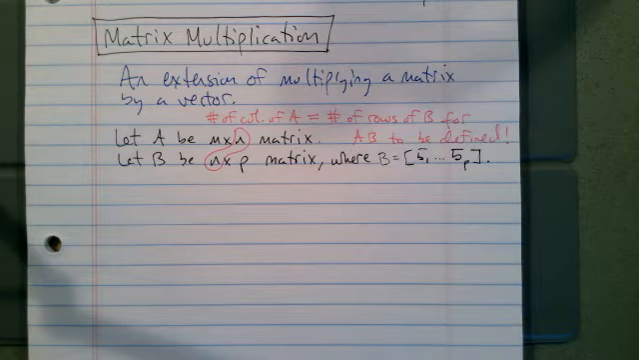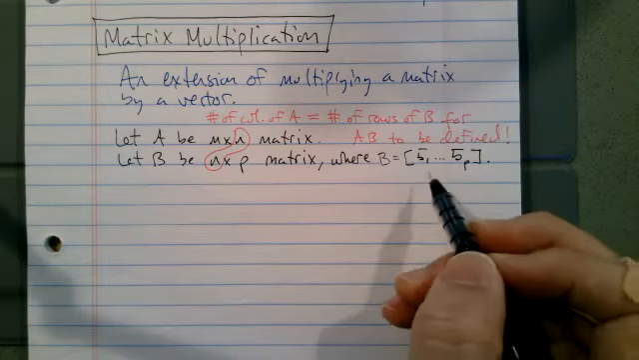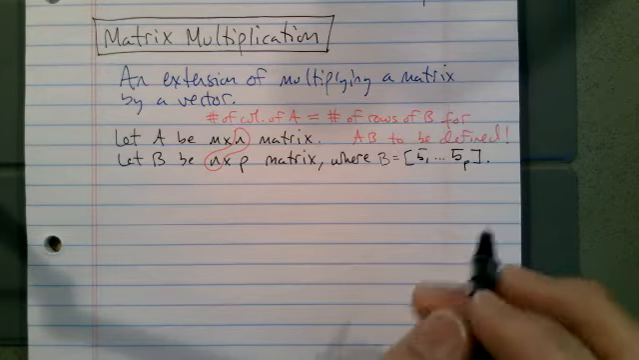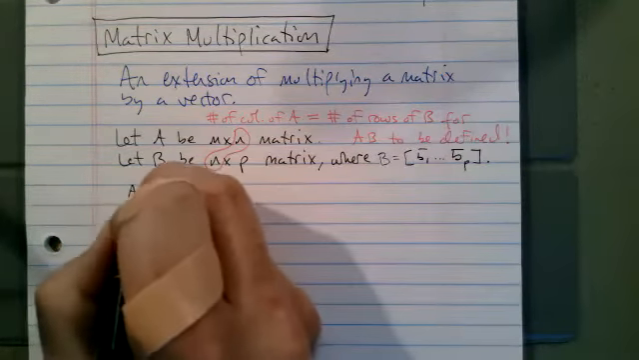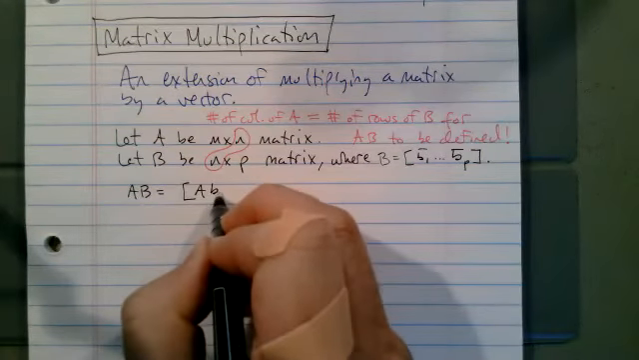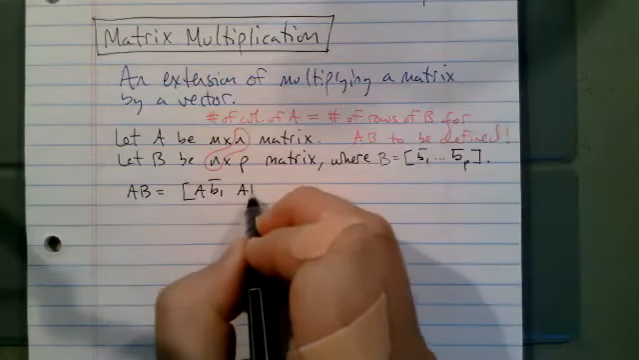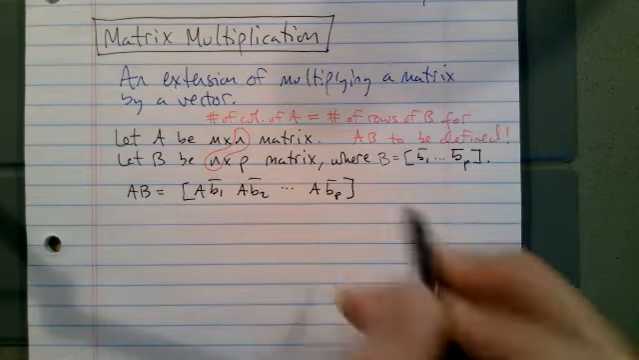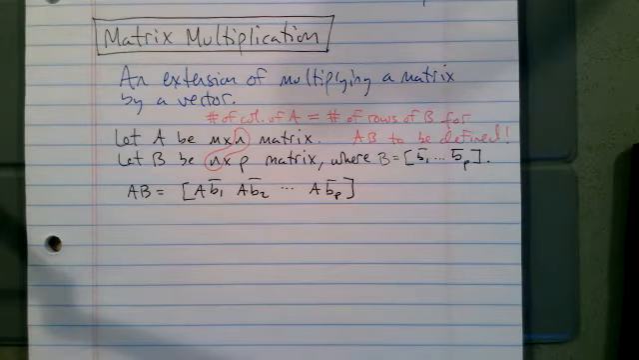The columns of the product AB are just going to be linear combinations of the columns of A using the entries in the columns of B as weights. The first column of AB is just going to be A times B1, then A times B2, up to A times BP. So we're just multiplying a matrix by a vector a bunch of times. It's just an extension of multiplying a matrix by a vector.